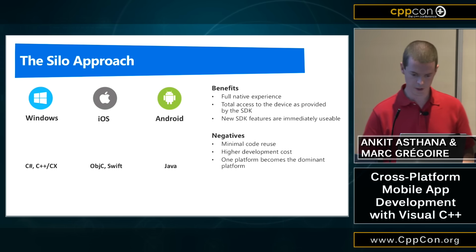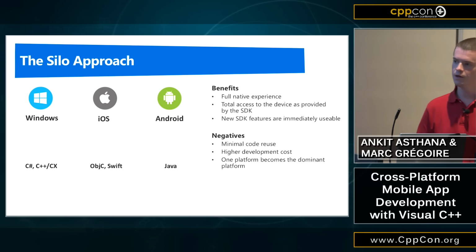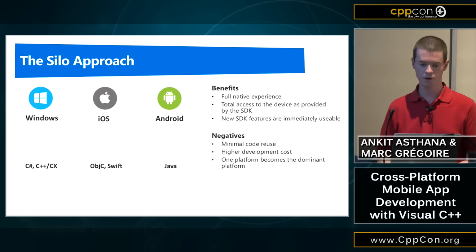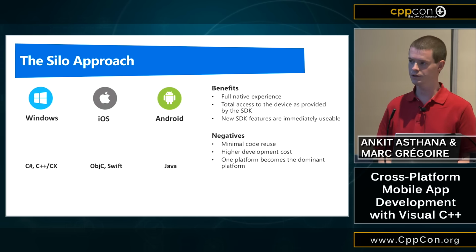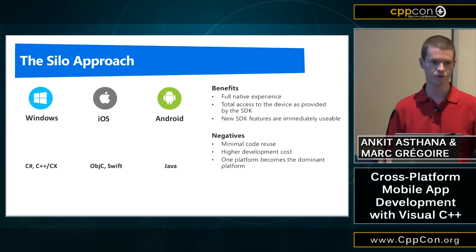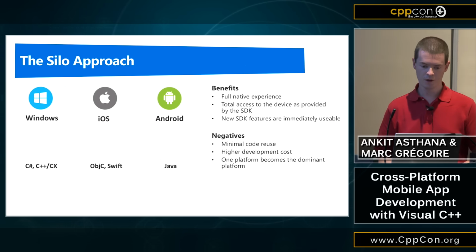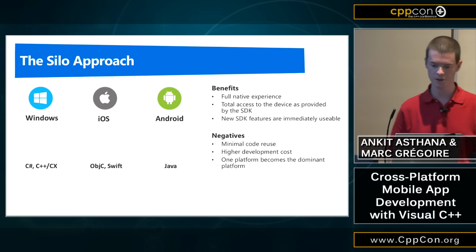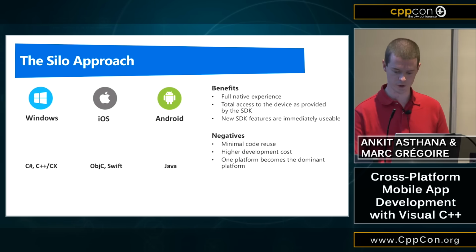And then there is this thing that one platform can become a dominant platform. That means if you develop a new application or a new game, you might release it for the three different platforms at once. Then after a while, you might notice that one of the platforms brings in more revenue. So you will start focusing on that one platform. If you add new features, you will first implement them for that platform, and later, you might or might not port that feature to the other platforms. So one platform will get all the new goodies, and the other platforms go down and down in feature set. So this is the silo approach.